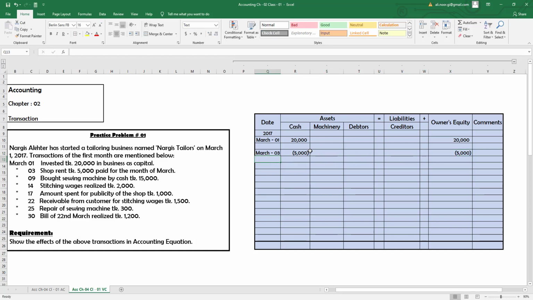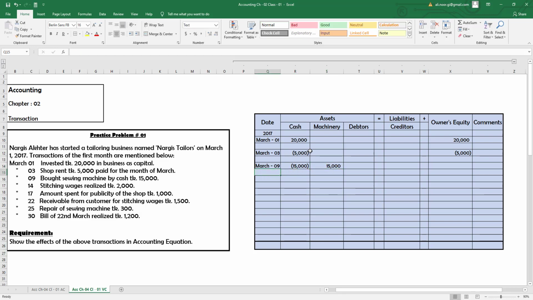So that's our solve. Okay, March 9: bought sewing machine by cash. Since we bought the machine by cash, that means we pay cash against the machine. So Nargis Akhtar received the machine and paid cash. So by the transaction of March 9, cash will decrease by 15,000 and machinery will increase by 15,000.